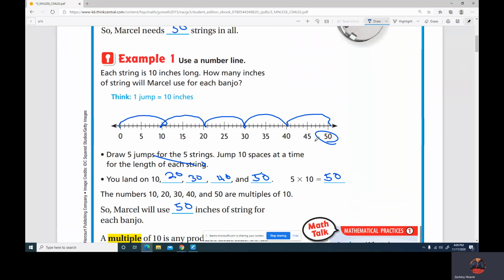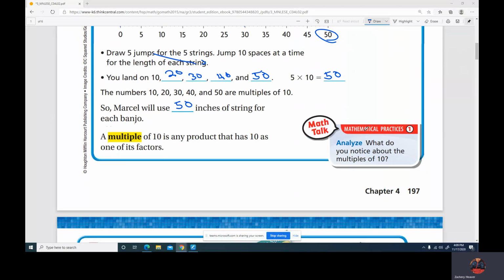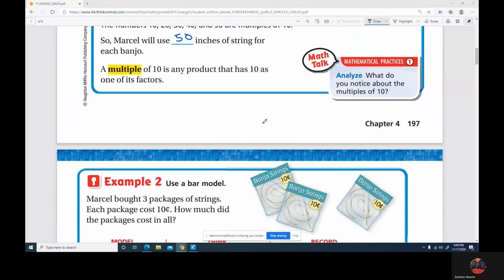50 inches of string. And remember, make sure we can pause this one because hopefully this one's going to be on YouTube as well.